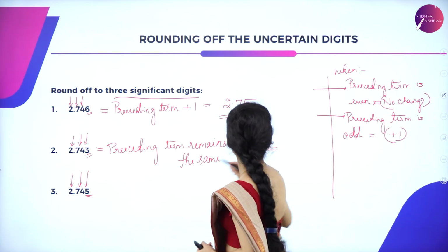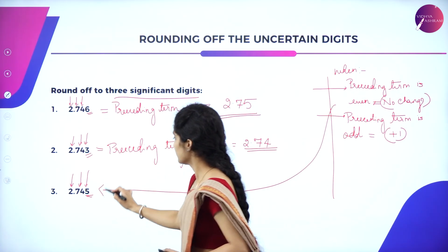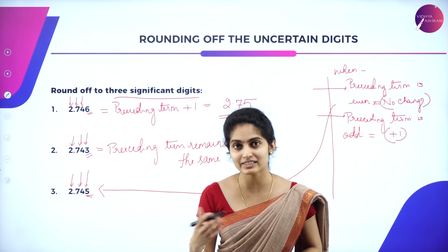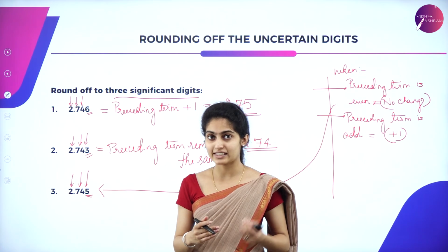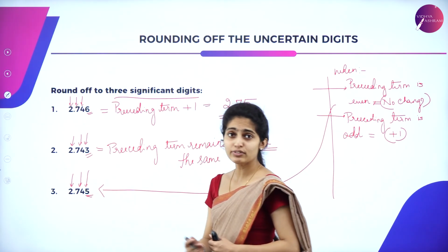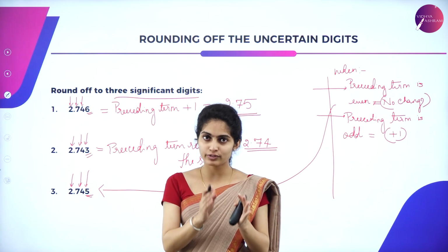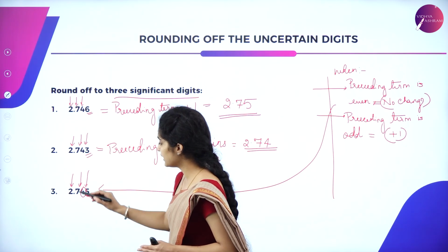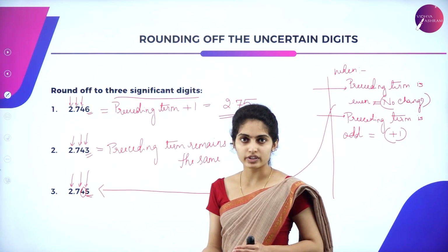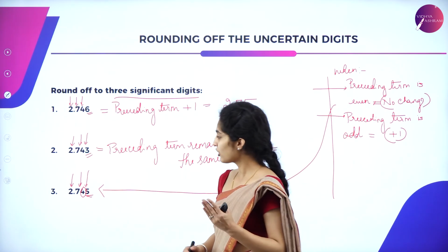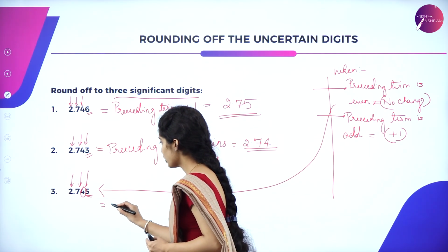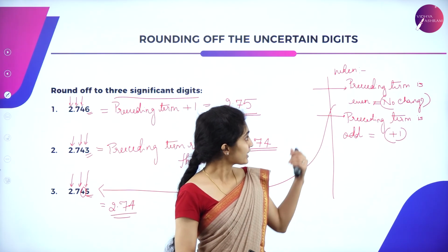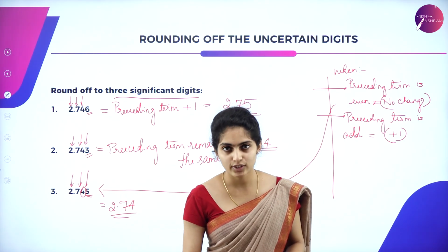Okay. So that rule is applied to the third one, that is 2.745, where we have 2.7 and the next number. And 5 is there. So 5 is the standard one. You have got 5. You are stuck between 2. So you have to check whether this preceding term 4 is even or odd. It is even. Because it is even, you can just take it as 2.74. There is no change.